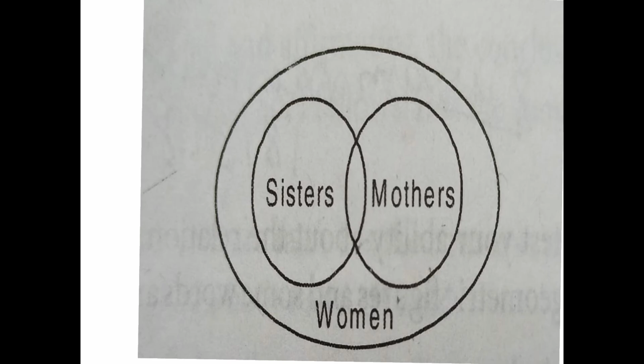Type 4, relationship between women, sisters and mothers. If there is some relation between two items and these two items are completely related to the third item, then the diagram will be like this. Some sisters may be mothers and vice versa. Similarly, some mothers may not be sisters and vice versa. But all the sisters and all the mothers belong to the women group. Hence this diagram is also a perfect diagram.